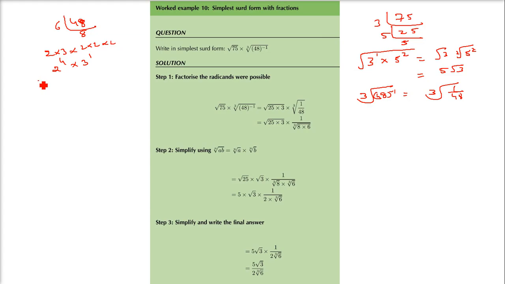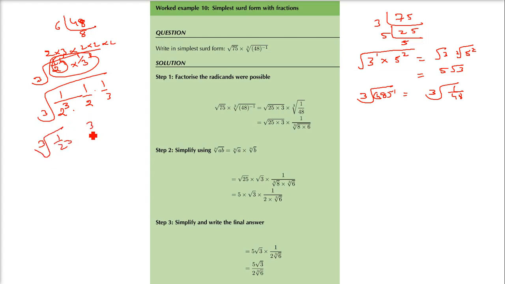If you are taking say third root, then this 2 to the power 4 won't help. Actually, it is not like this. It is 1 by 2 to the power 3. I am writing this separately, and then 3. So this 2 to the power 4, this is 1 by 2 to the power 4, 1 by 3, because this is 1 by 48. So now this third root, I am taking this separately. Third root of 1 by 2 to the power 3, and then third root of course, I am combining this 1 by 6.